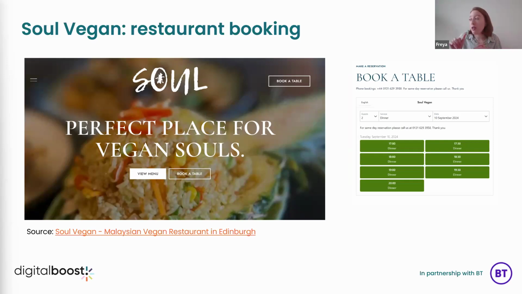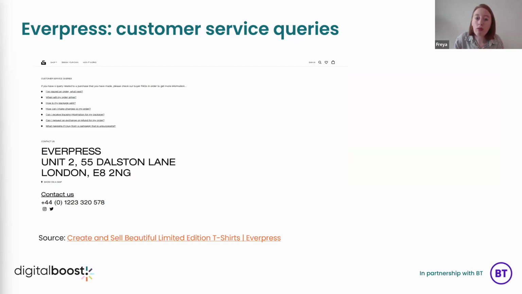I've just got a screenshot here of what the book a table looks like. I think this may be a third party, but it's really clear, it's really simple to use, and for a first-time user, this is all the information that you need. Again, it's really quick to find all of this information. I just thought that was a really nice example of content design working really well here.